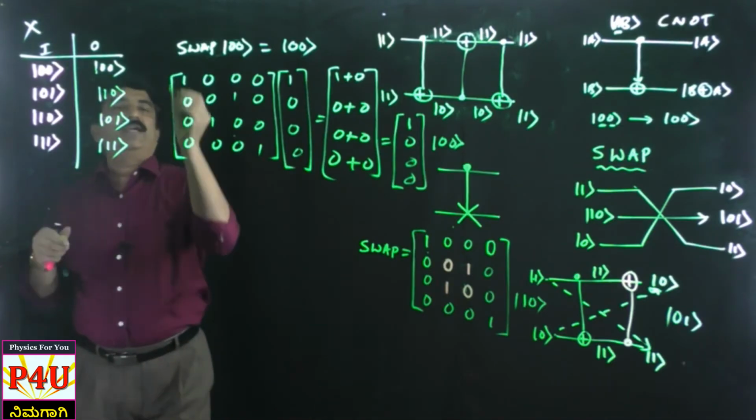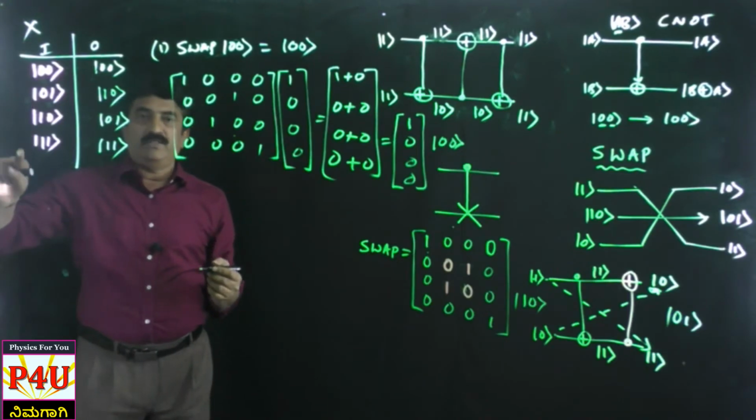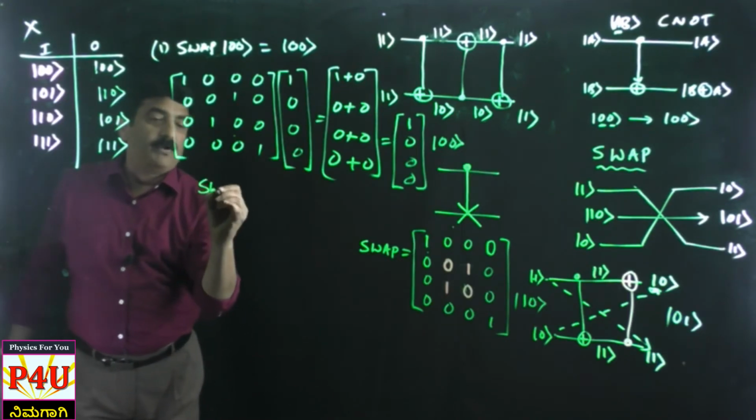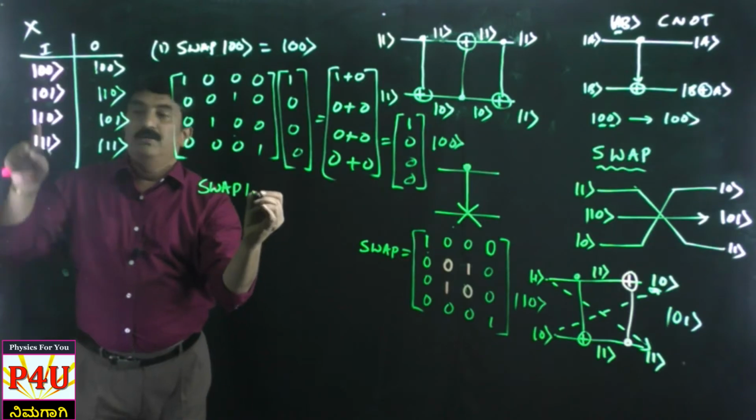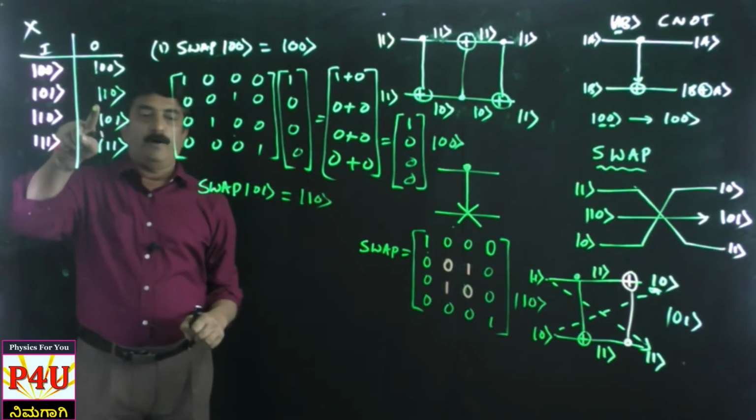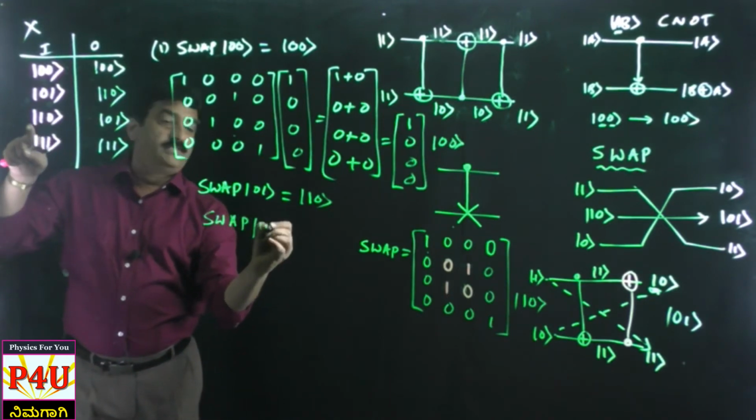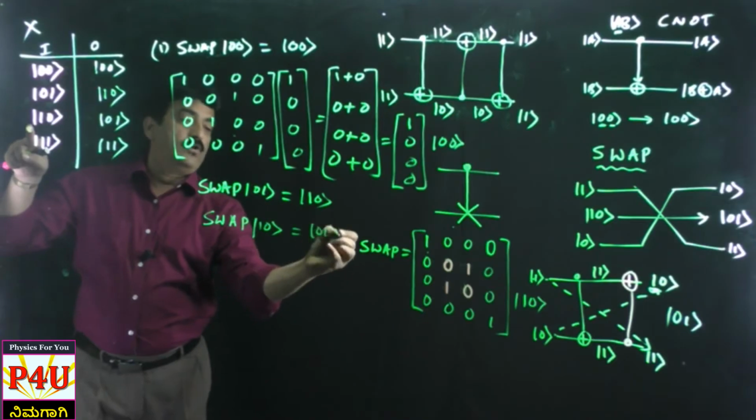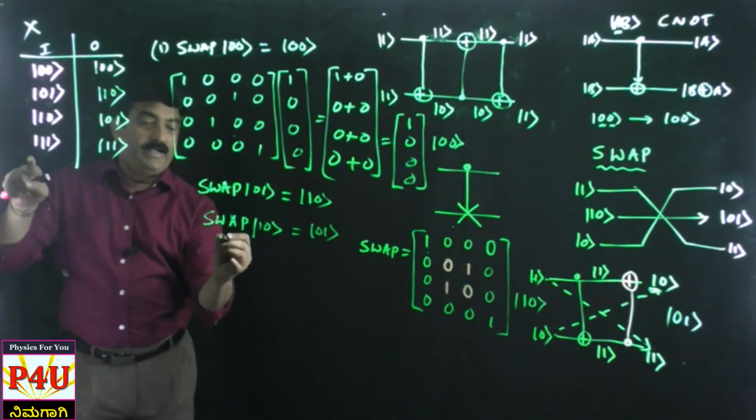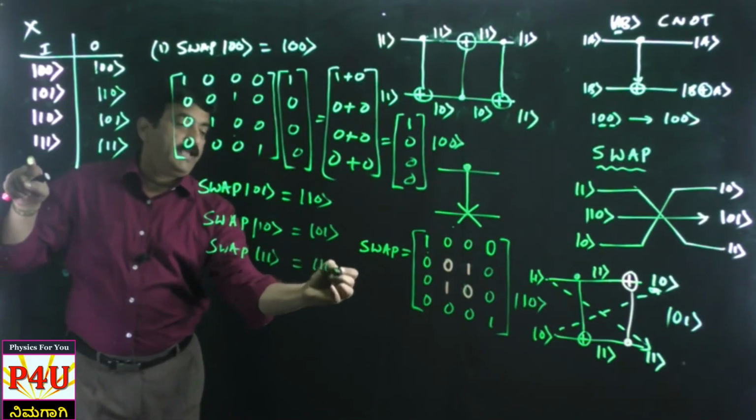So one task I solved, I give you the remaining 2 tasks. That means operate swap on 0 1, show that it becomes 1 0, and swap on 1 0, show that it becomes 0 1, and swap on 1 1 does not make any changes.